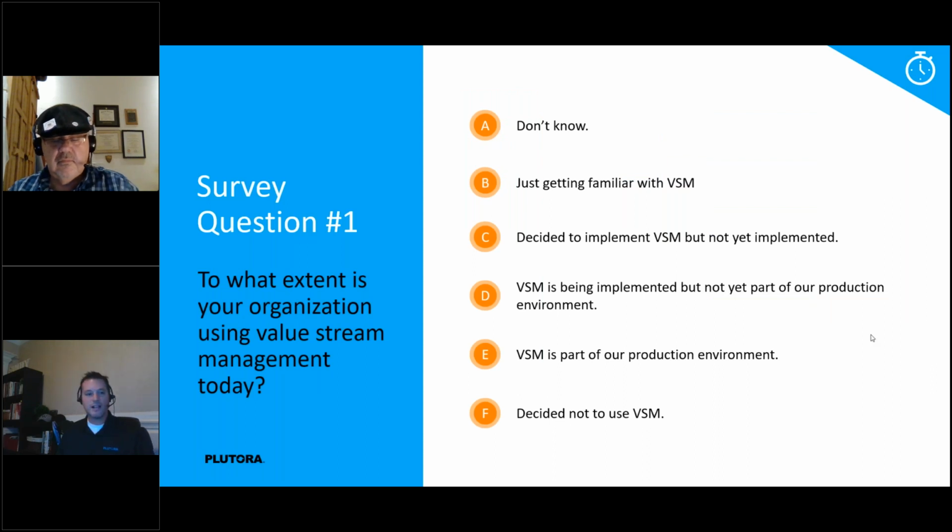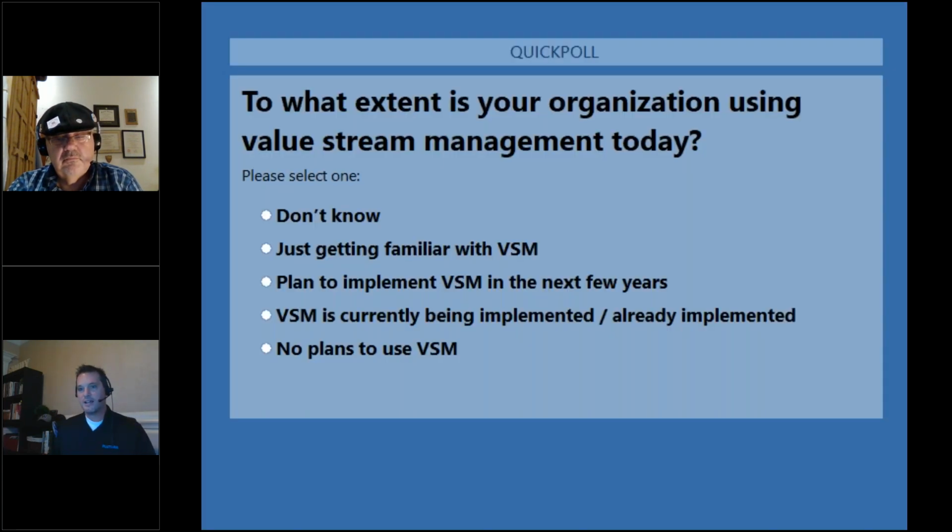We can pop that survey live. This is our first survey question, just talking about to what extent are you at with using value stream management today? And see if we can get that pushed out to folks for just a couple minutes. Is that pushed out? I think so. Yeah, it's pushed out. Excellent. So we'll take just a minute.